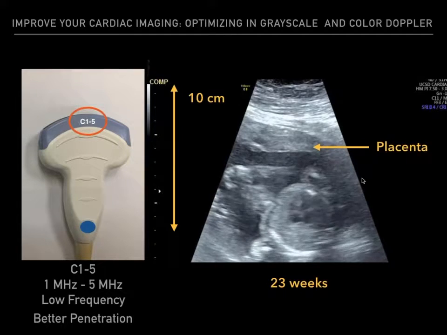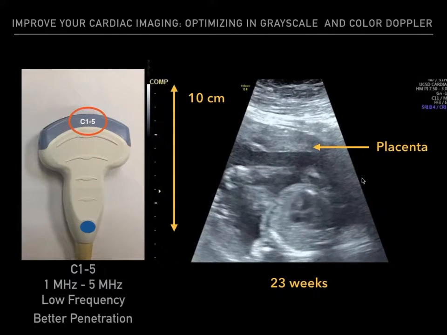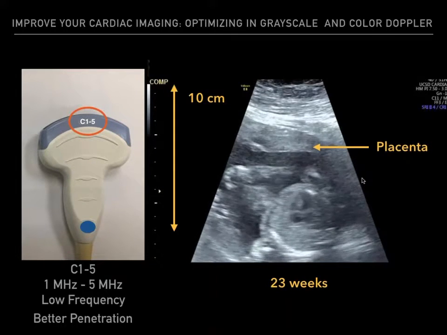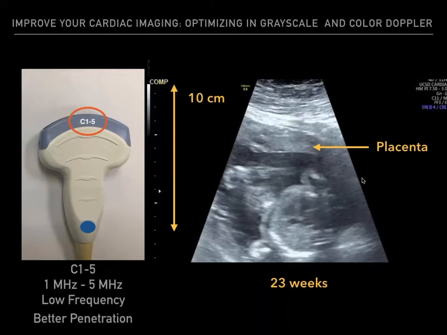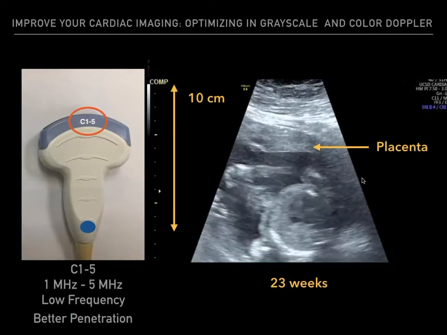In this clip, we can see a 23-week fetus, which lies deep in the pelvis, and this is due to the increased maternal body habitus. It doesn't help that there's also an anterior placenta. So the use of a low-frequency transducer allows for deep penetration, but of course with reduced image resolution.